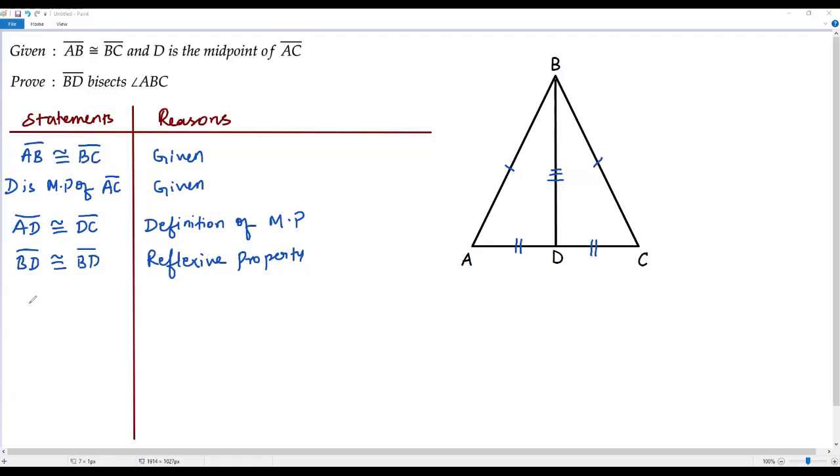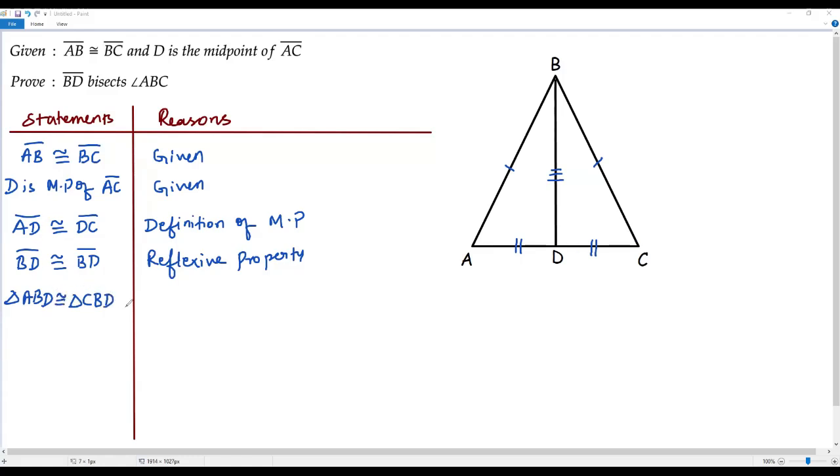So for the two triangles, let me write the vertices in order. Let me take the vertex A in the triangle on the left side. The corresponding vertex in the triangle on the right side is going to be C. And now let me take the vertex B on the triangle on the left side. The corresponding vertex is also the same B in the triangle on the right side. Now let me take the vertex D in the triangle on the left side. The corresponding vertex in the triangle on the right side is also D. So these two triangles are congruent.